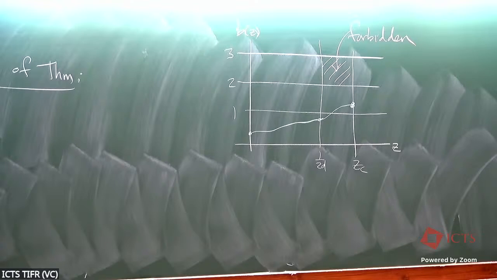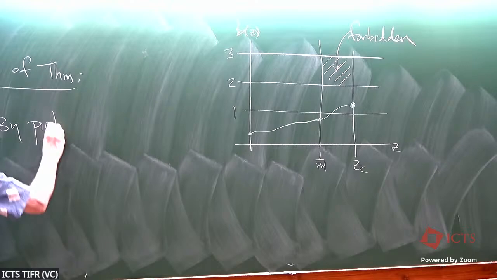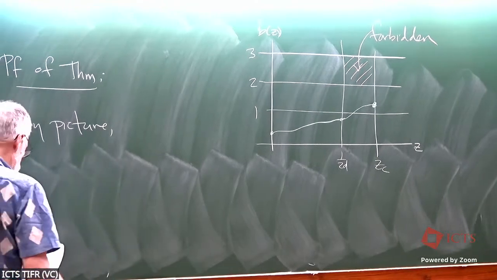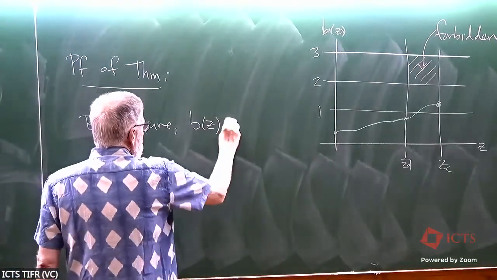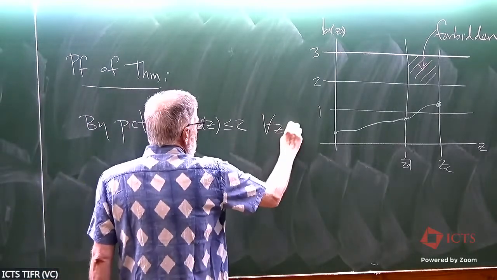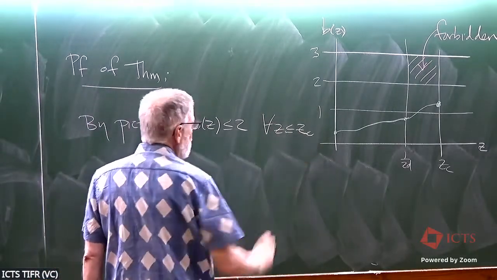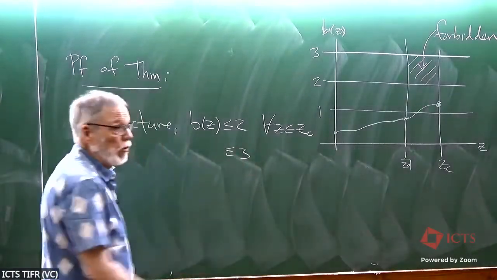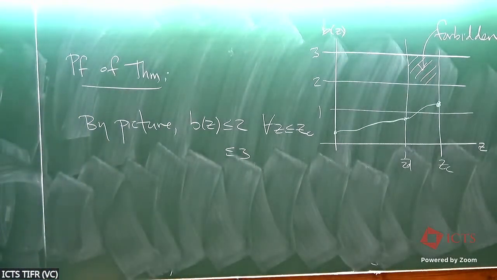So actually, what this says, by the picture, B of Z is less than or equal to 2 for all Z less than or equal to ZC. So it's also less than or equal to 3. So everything that we concluded under the bootstrap hypothesis that B of Z is less than or equal to 3 is now known to be true. Including this.